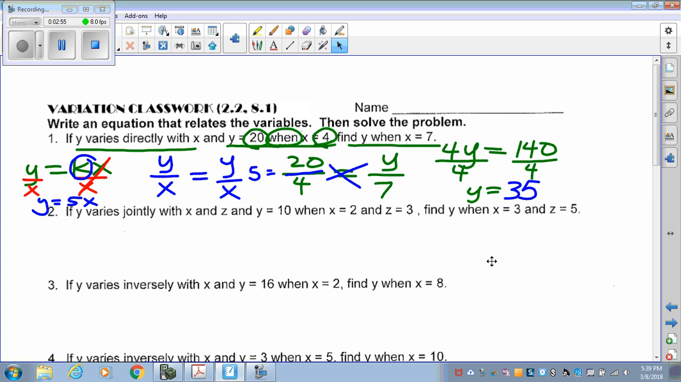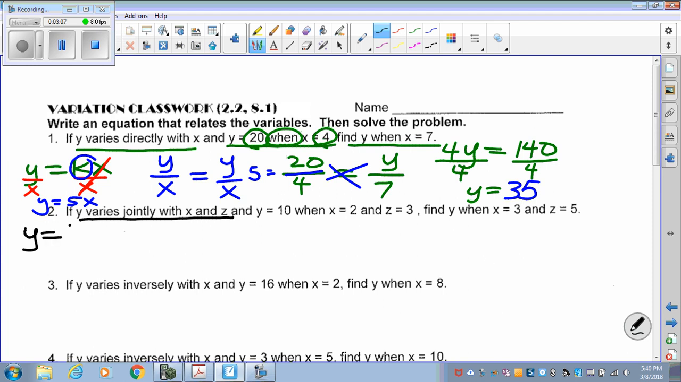All right. So now if y varies jointly with x and z, okay, so jointly you always are going to have 3 things. So I have y varies jointly, so varies, I got my constant, jointly with x and z. They're all in a line. So it's like the direct variation, but there's 3 variables.